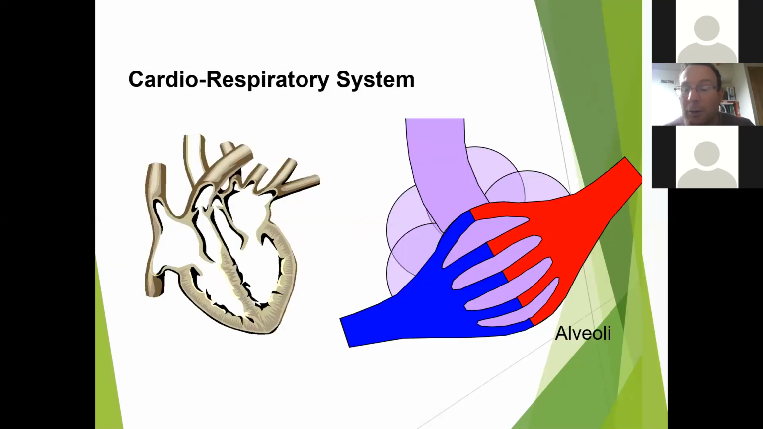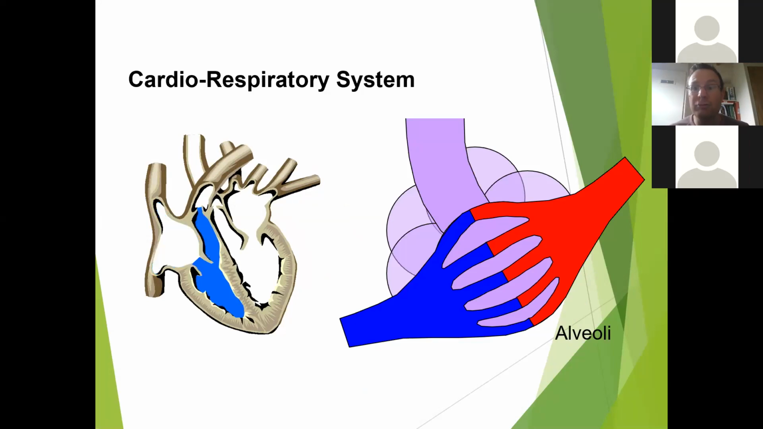So then, once it's used, it comes back deoxygenated. So can you remember the name of that blood vessel that brings deoxygenated blood back? It begins with a V. It's called the vena cava. So the vena cava, you can see, is bringing blood back to the right atrium. It gets passed through to the right ventricle.